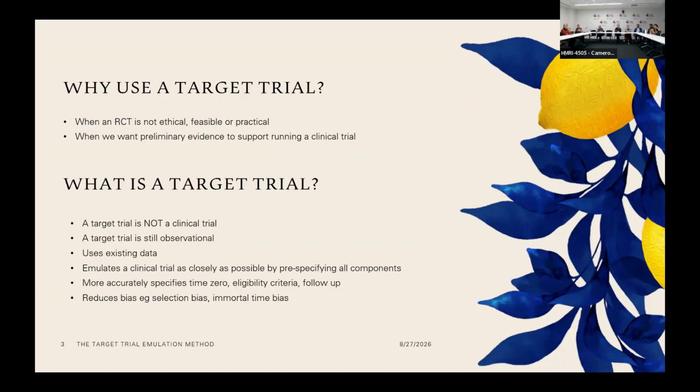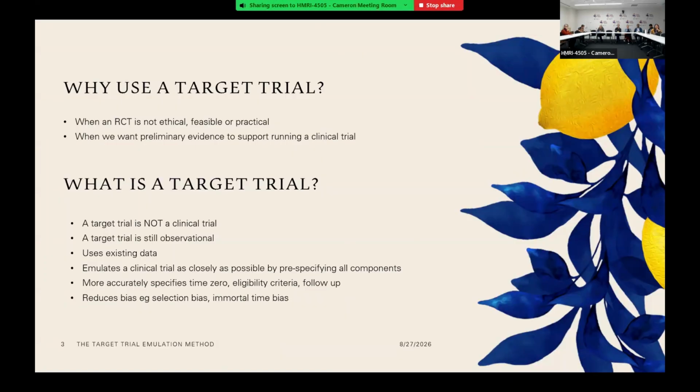But what is it? First of all, it's not an RCT. It is still observational. It's just a bit of a shinier observational, more yellow, like the picture I showed you. It uses existing data. It basically emulates a clinical trial, an RCT, as closely as possible by pre-specifying all the components, and I'll show you the example of that. It more accurately specifies time zero, eligibility criteria and follow-up than traditional observational cohort studies. And it helps to reduce a lot of the biases, but not all of them.